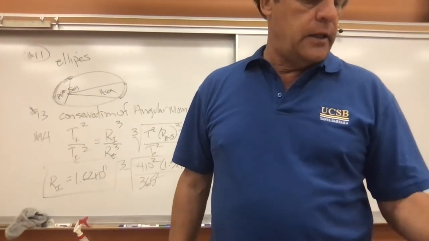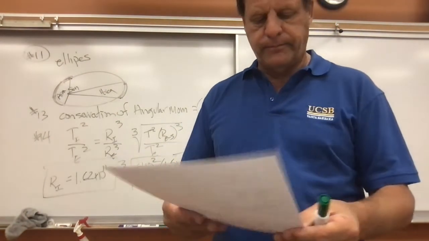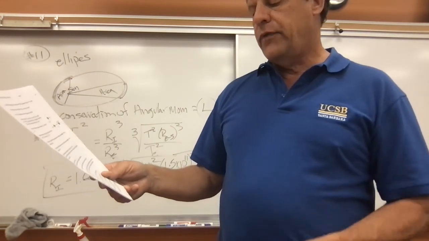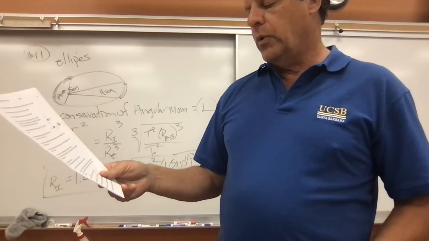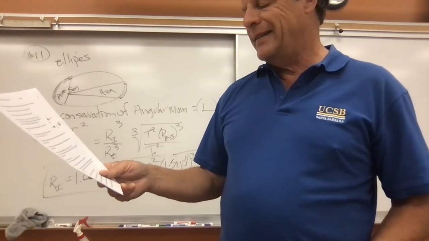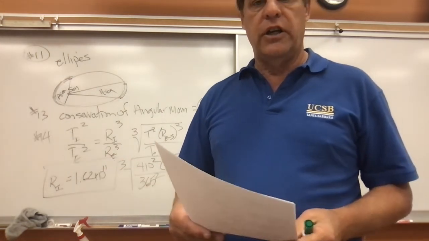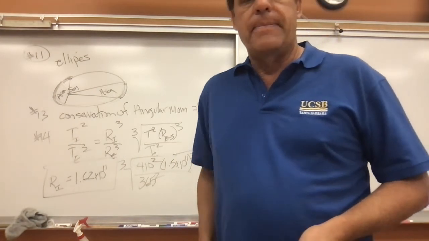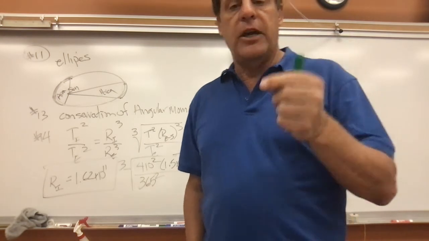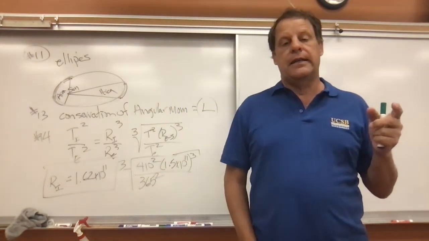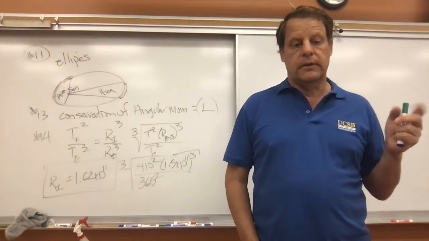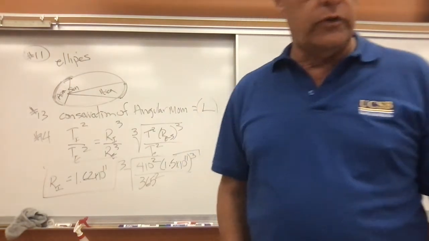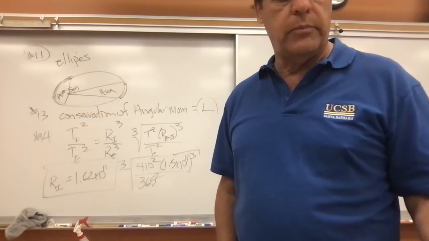So that brings us to question 16. If the semi-major axis of an orbiting planet is doubled, how does that change the period? So remember, the semi-major axis and the radius are essentially working the same way.